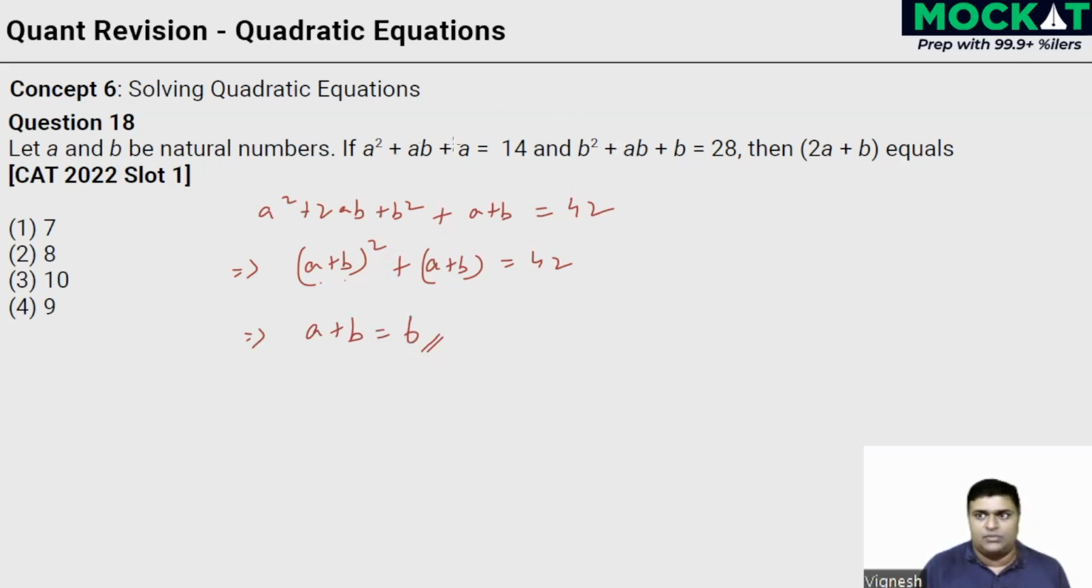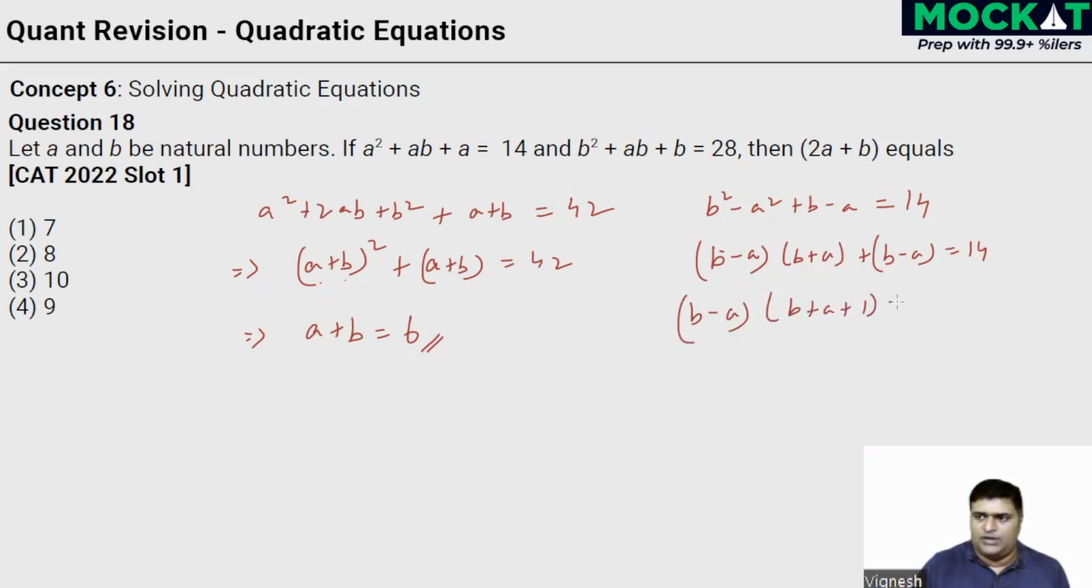Now, what if I'm going to subtract over here? Subtract these two, the right hand side minus left hand side. I'm getting b square minus a square. ab and ab are cancelled, plus b minus a equals 28 minus 14, which comes to 14. b minus a into b plus a, plus b minus a equals 14. Take b minus a common, we get b minus a into b plus a plus 1 equals 14.